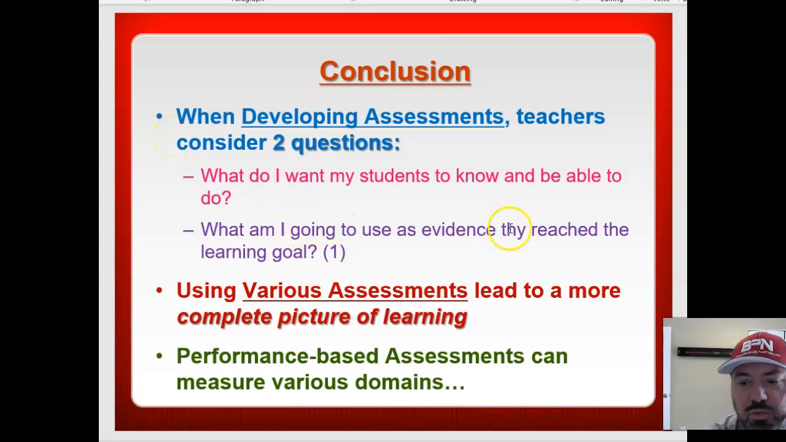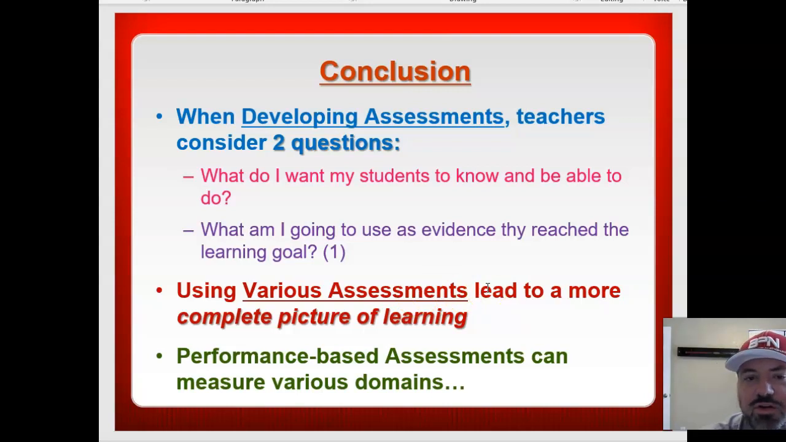Remember, when we're talking about assessments, what can we use as evidence? Is there a score sheet? Is there a rubric? Is there a score? Is there a video? Is there an artifact of learning? If we use various assessment types, we really get a more complete picture of learning. It's not just a guess.